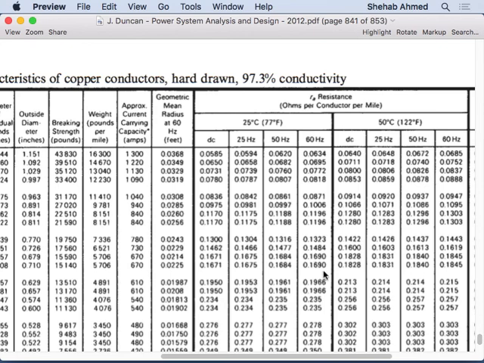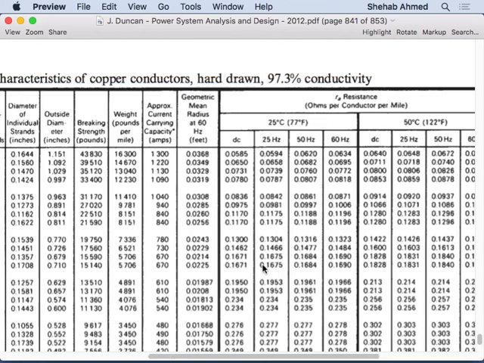Again, you're not going to be calculating this for the standard conductors that we use.